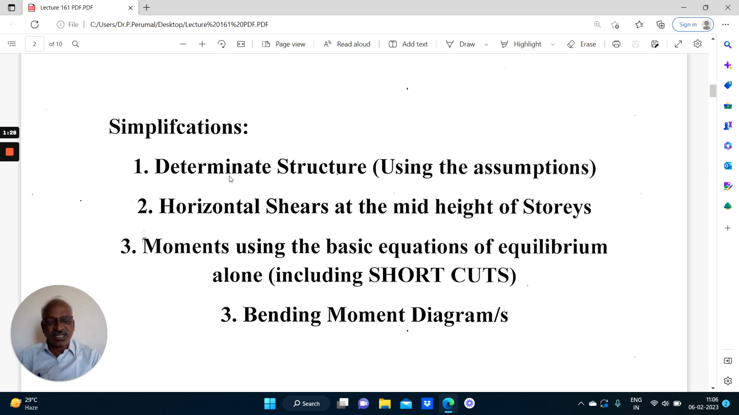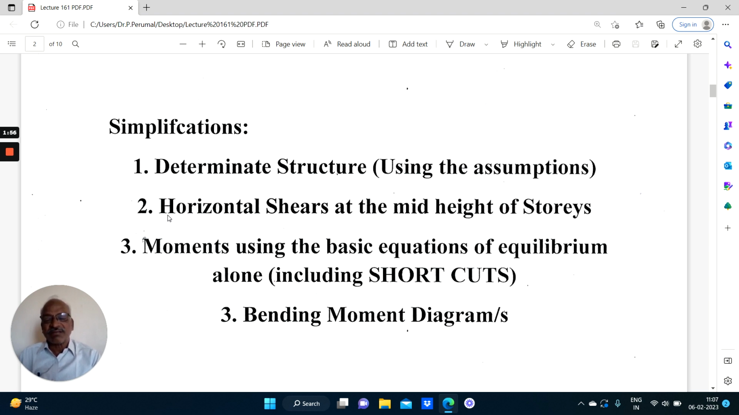When you consider a multi-storied, multi-bay frame, we know it is statically indeterminate to a number of degrees. Of course, we can find out. So the first step is making the structure statically determinate. That will hardly take 2 minutes, right? So converting the structure into a determinate structure using some assumptions, right?